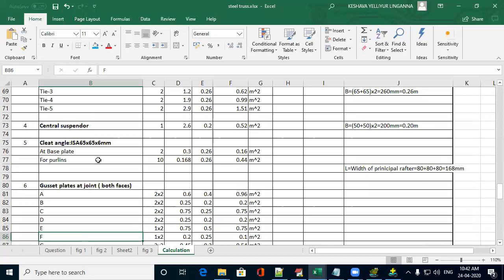Similarly, for the cleat angle, base plate and purlin, you can take it from the above table. These lengths and numbers you can copy from the above table. And this breadth you have to work out. Since these tie members and this cleat angle are of same ISA 65 by 65 by 6, you can take the B values from here. So you will get the areas also.